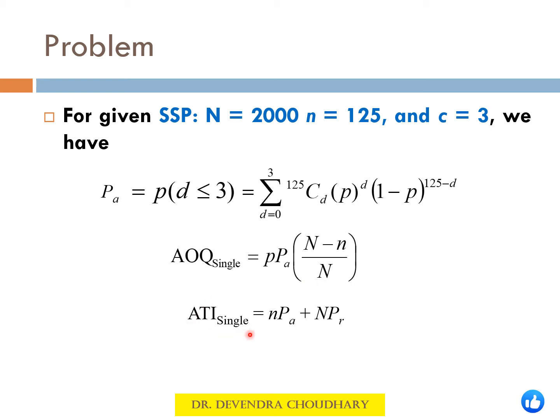and average total inspection of single sampling plan would be equal to number of items inspected in case lot is accepted and number of items inspected in case lot is rejected. So this is the total average inspection carried out.